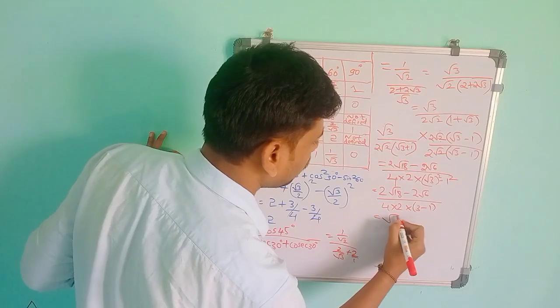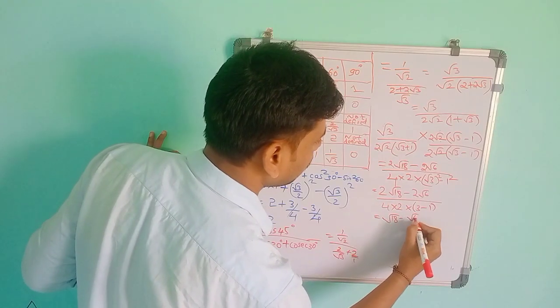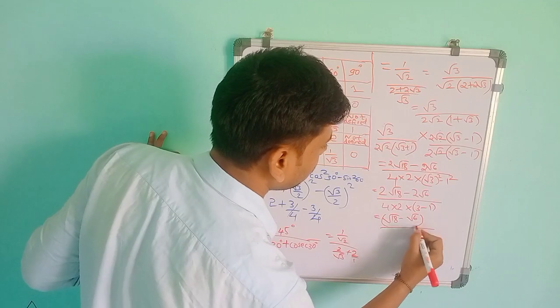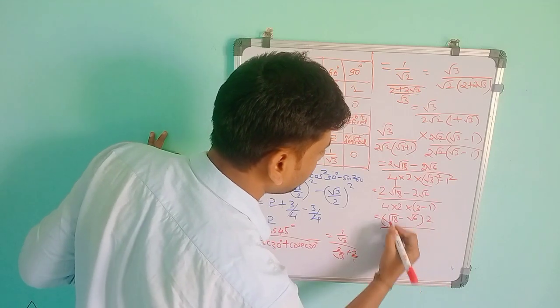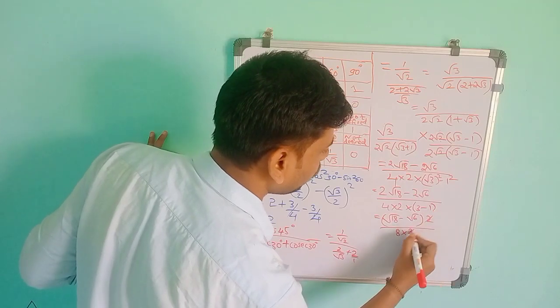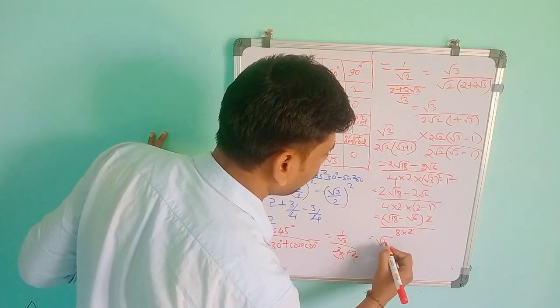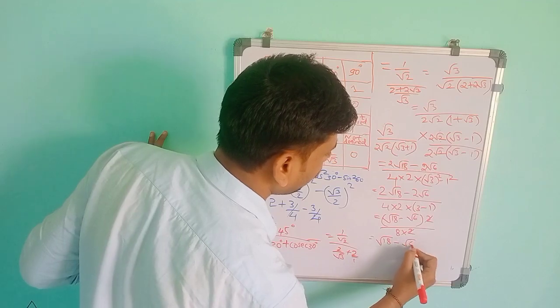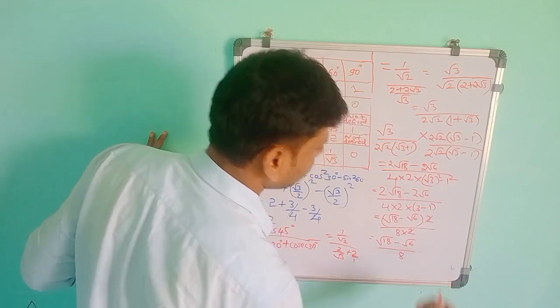So it will be root of 18 minus root 6. This 2 because I taken 2 common. In this 8 into, this is 3 minus 1 is 2. So 2 and 2 get cancelled. The remaining will be root of 18 minus root of 6 divided by 8.